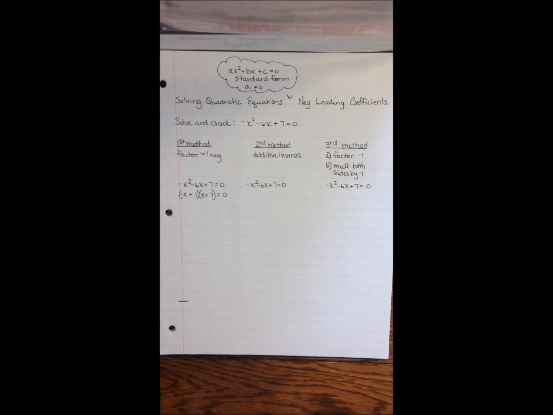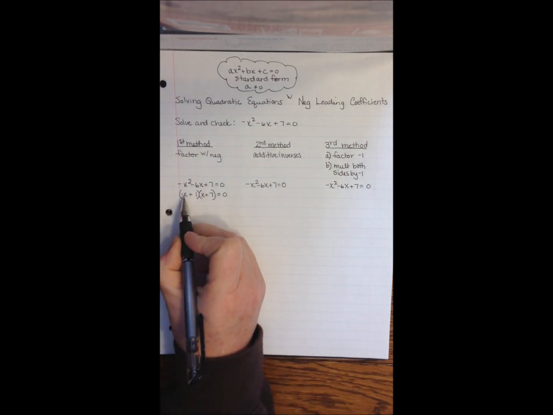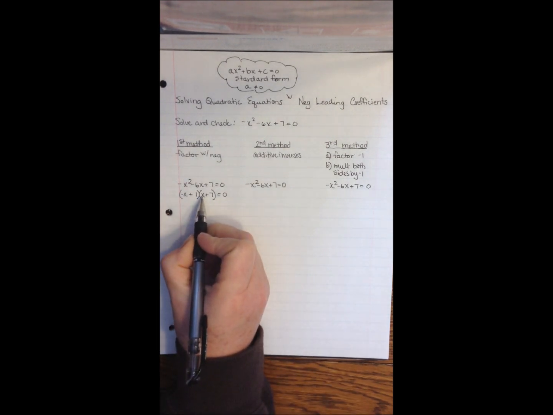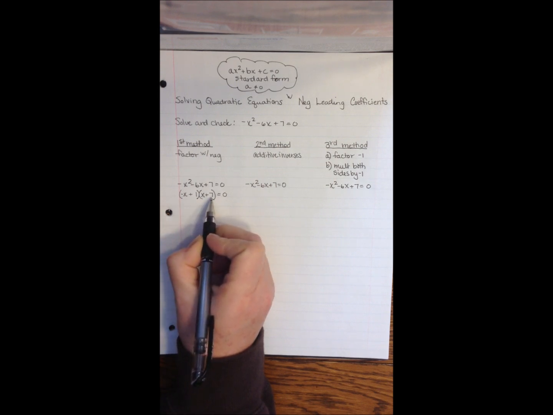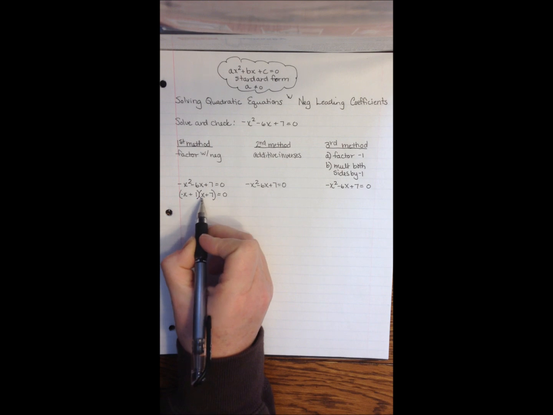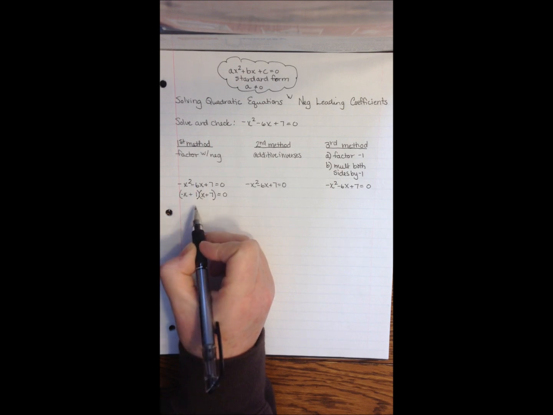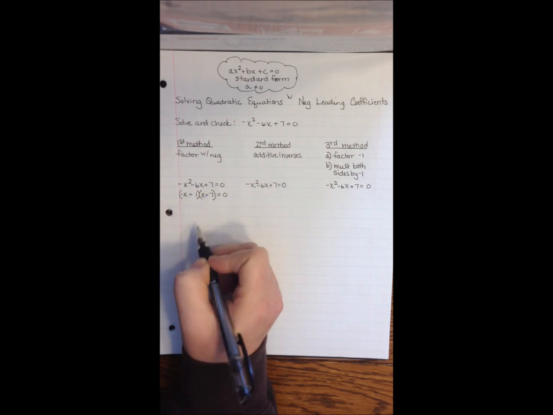And we're going to check our work now using FOIL. First, negative x times x is negative x squared. Negative x times 7 is negative 7x. Plus 1x gives us our negative 6x, and 1 times 7 is 7.